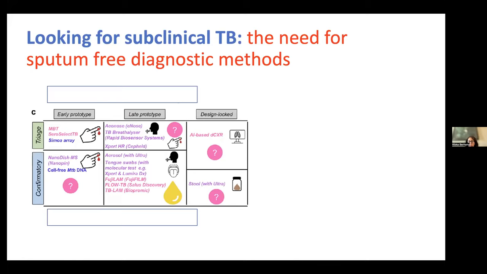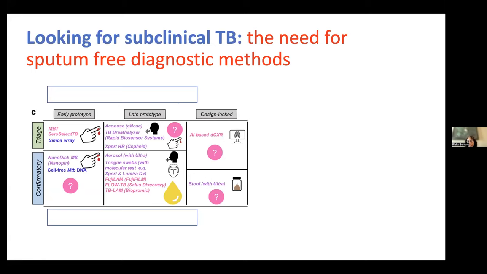And really what we need is a sputum-free diagnostic method. So even though we can find some proportion of people with subclinical TB using chest X-ray, chest X-ray by itself is not sufficiently sensitive or specific to diagnose TB. It can only be used as a screening tool. If you see an abnormality, you then have to go on to sputum-based diagnostics. And many people who are asymptomatic can't produce sputum. And so probably even our estimates of subclinical TB are low because they're based on people who are able to produce sputum after an abnormal chest X-ray.